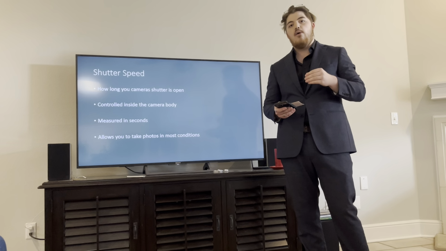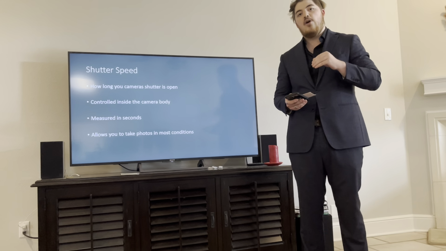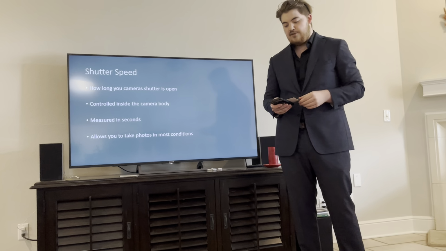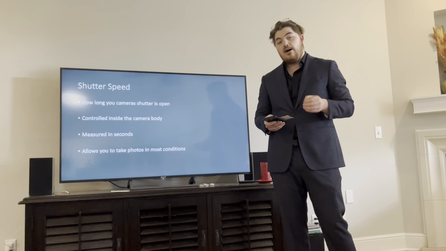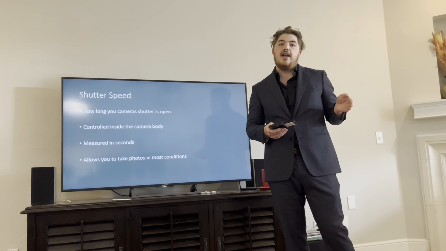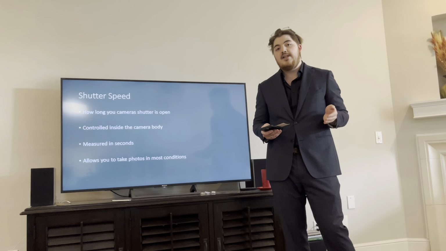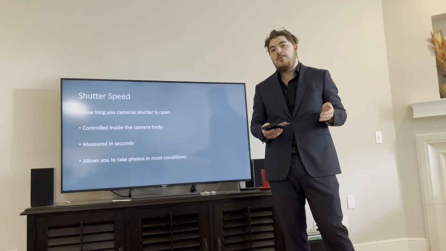The shutter speed is how long you open the shutter of your camera, and it determines the amount of light that's let into your image sensor. It allows you to take photos in most conditions and most f-stops. So if you wanted to take a photo at f1.2 during the day, you won't have any issues doing that because you can set your shutter speed super fast.